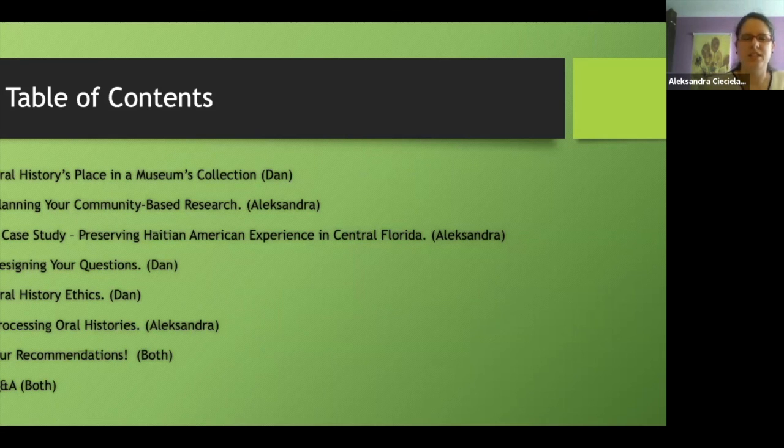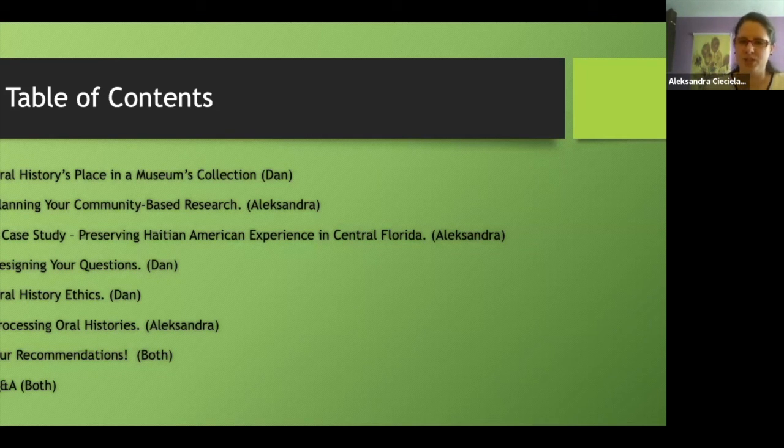So this is the table of contents for our presentation. This is what we prepared for today. What is oral history's place in the museum collection? How can we use oral histories in the activities that the museum has?